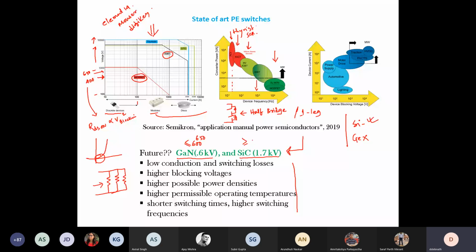Right? So gallium nitride, roughly you can think of as a replacement of MOSFET, and silicon carbide devices may be a replacement of traditional silicon-based IGBT. So this GaN and SiC, these are just materials, right? So GaN-based, I can have a MOSFET.